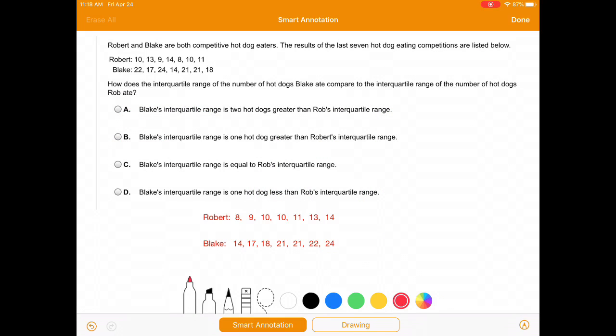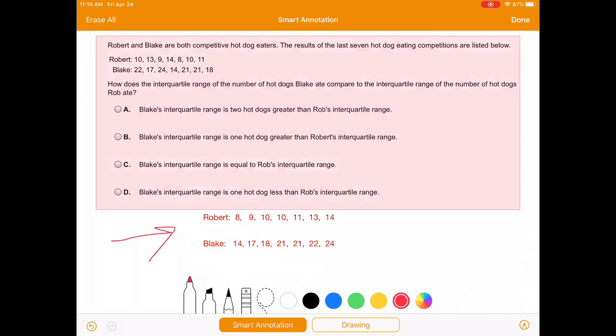This is going to be one of the more challenging problems that we see because we have to find the IQR, or interquartile range, twice. So we have Robert and Blake, both competitive hot dog eaters with their last 7 hot dog eating competitions listed below. And before we can find the IQRs, the first step is putting these numbers in order for both Robert and Blake, and I have conveniently done that down here at the bottom.